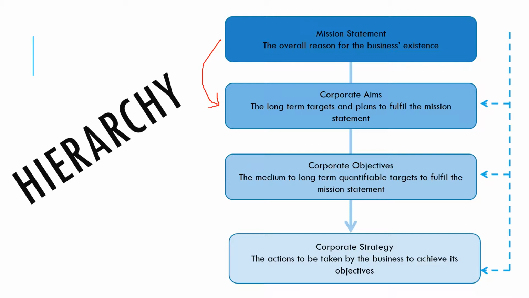So the mission statement really is the overall reason for the business's existence. Why does it exist? And this informs us of our aims. What is the long-term plan to fulfill this mission statement? And then from those aims, we can generate objectives. Well, if that's the aim, what are the targets that we need to fulfill? And we can check whether we've fulfilled them, they're quantifiable. And then in the long term, or as a result of that, what strategies do we need to achieve these objectives, to achieve our aim, to fulfill our mission statement?